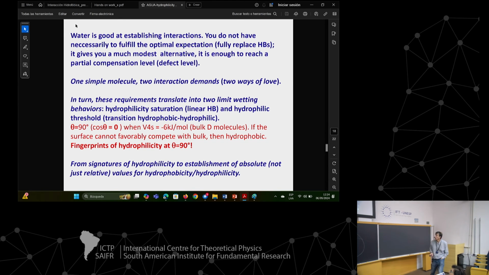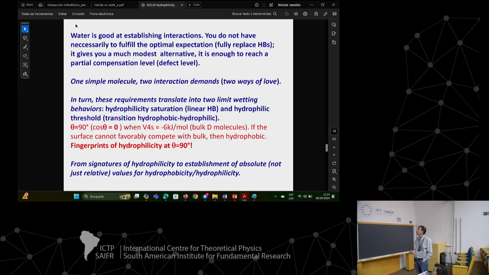So this not only would enable us to find the signature of hydrophilicity, but also would be relevant to establish absolute, not relative, scales of hydrophobicity.